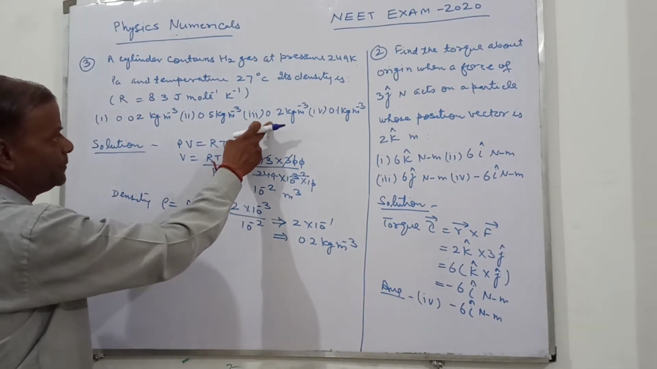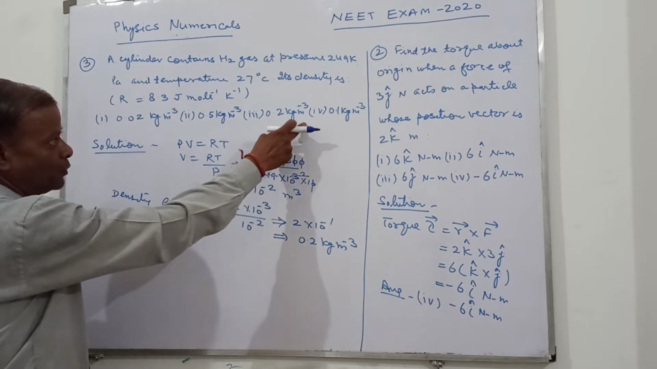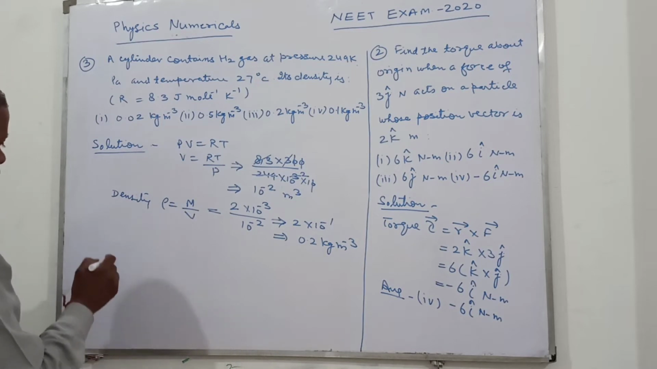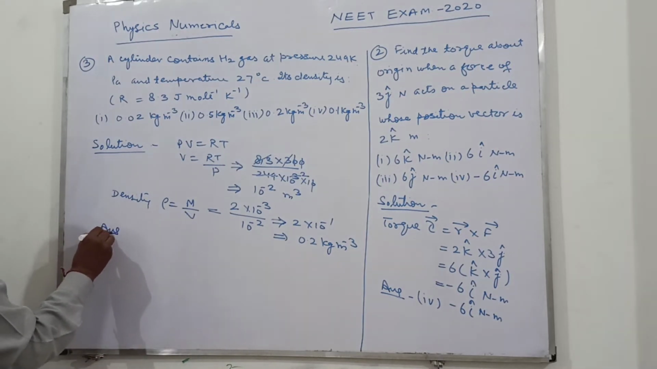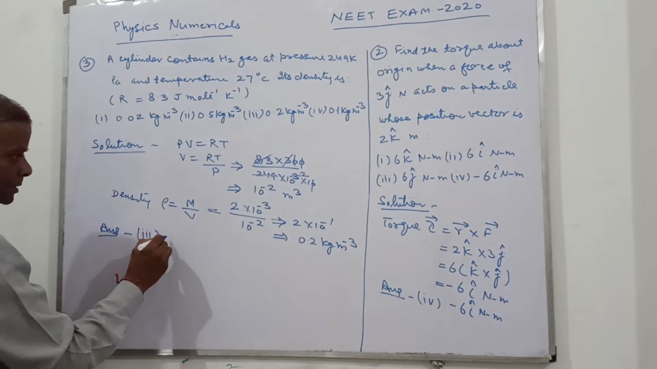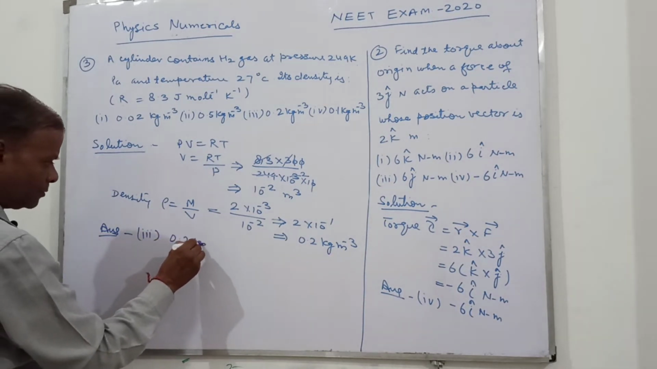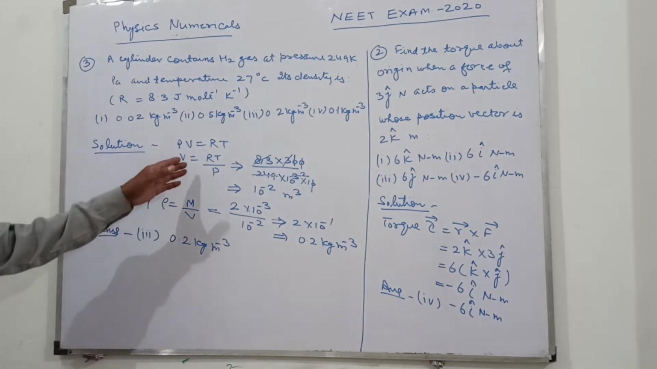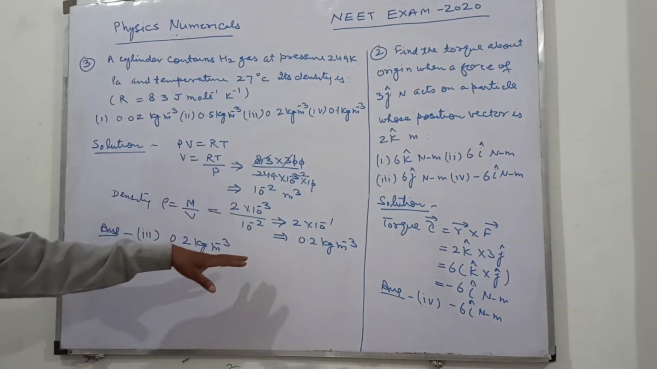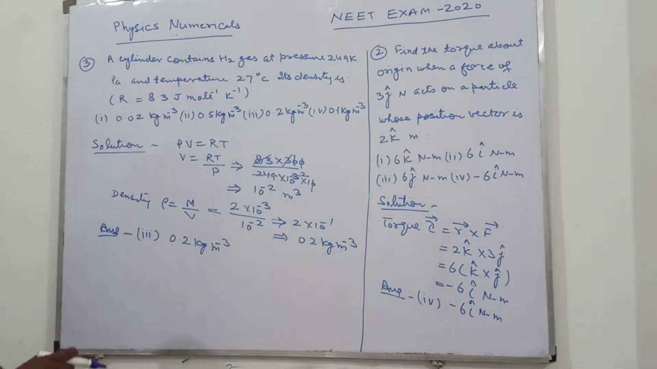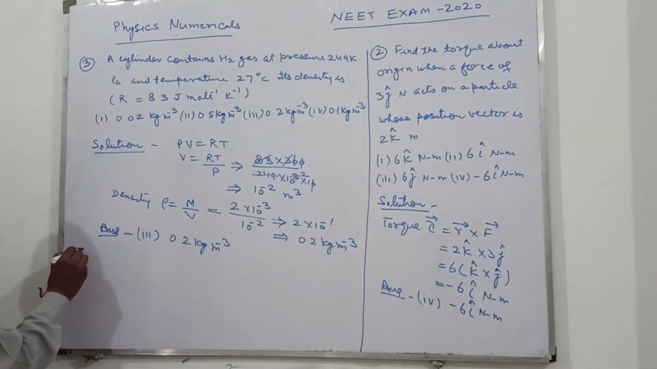So now the option is coming here. This is 0.2 kilogram per meter cube. This is the right option. So the answer is the third. So in this way, just by having a little calculation, you have to find the density of the hydrogen gas. And now the fourth question.